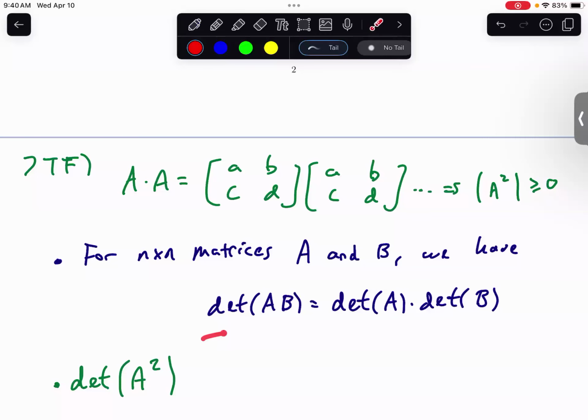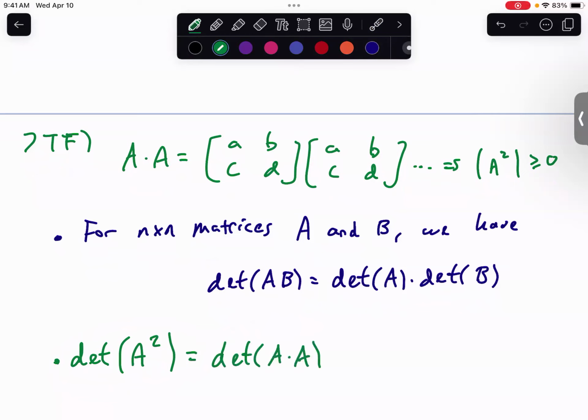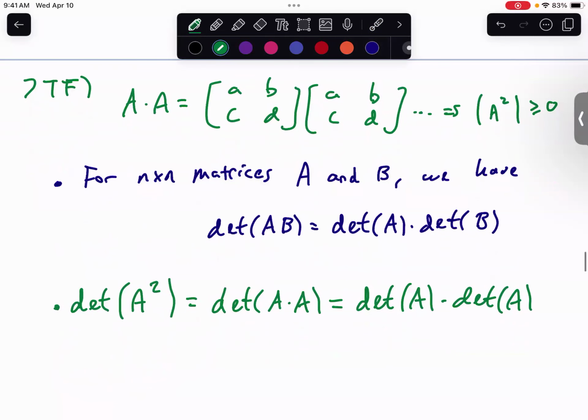Once you know this property, the answer is pretty straightforward. What you can do is split up the determinant of A squared, which is really equal to the determinant of A times A, which we can then split up as the determinant of A times the determinant of A. And so this ends up being equal to the determinant of A, squared.